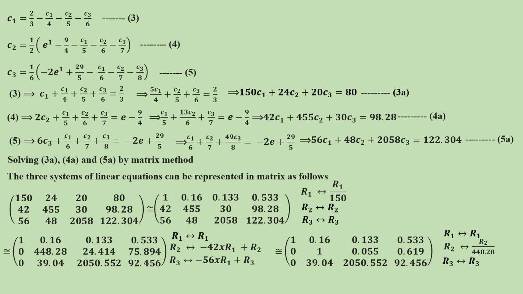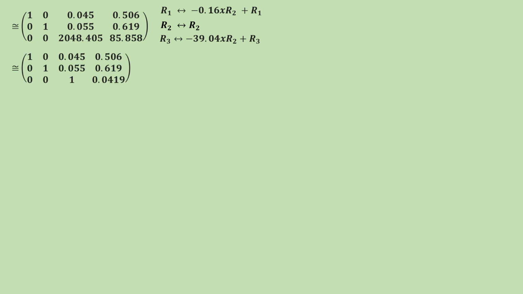So it is just simplification only. That is the row reduction method we are using. Next, R1 is R1, R2 is R2, R3 is minus 39.04 into R2 plus R3. So we are making 1 0 0, that is the unit matrix. That is what we are doing. R1 is R1, R2 is R2, R3 is R3 divided by 2048.45. So we need 1 there, that is why.